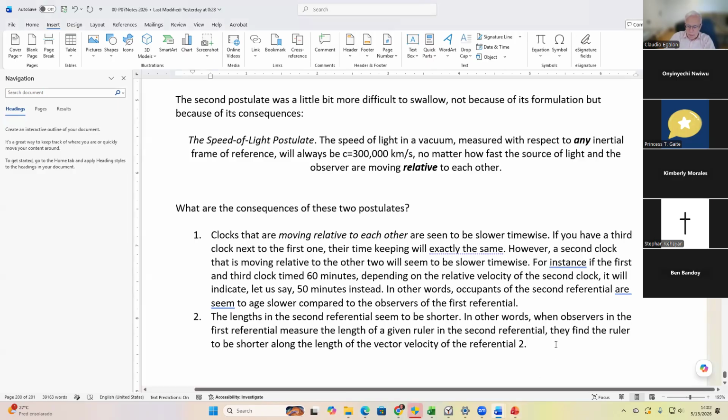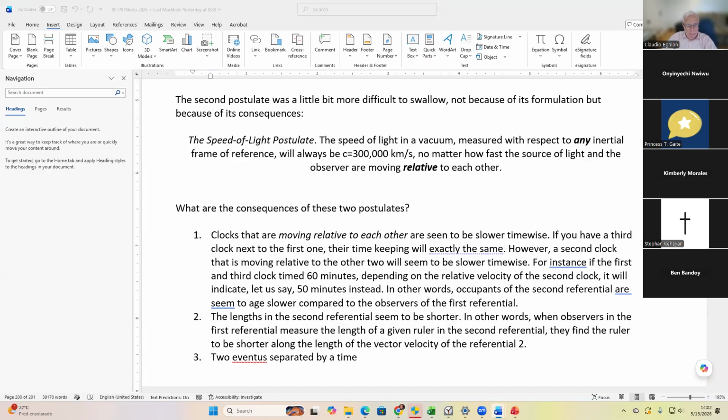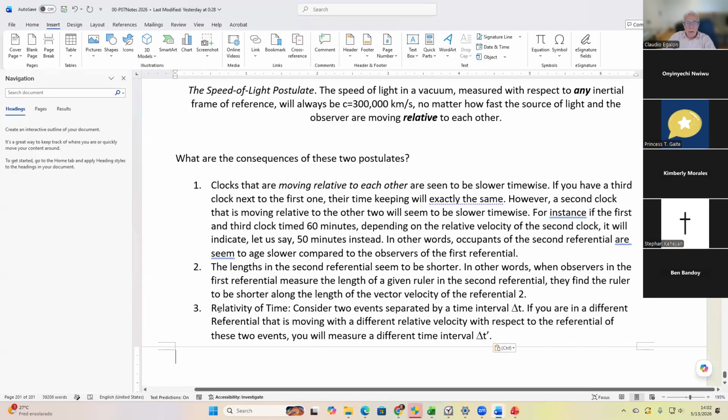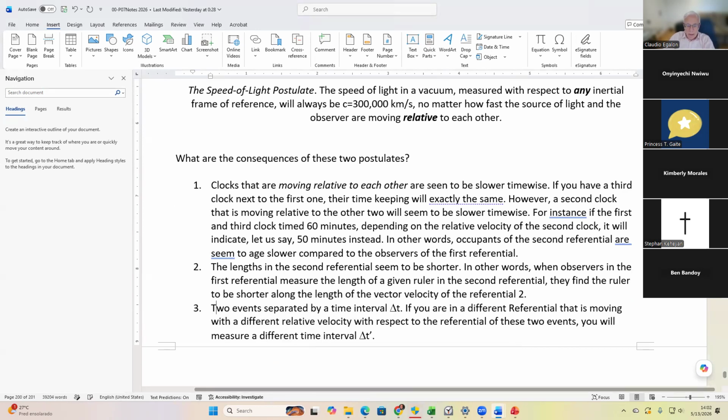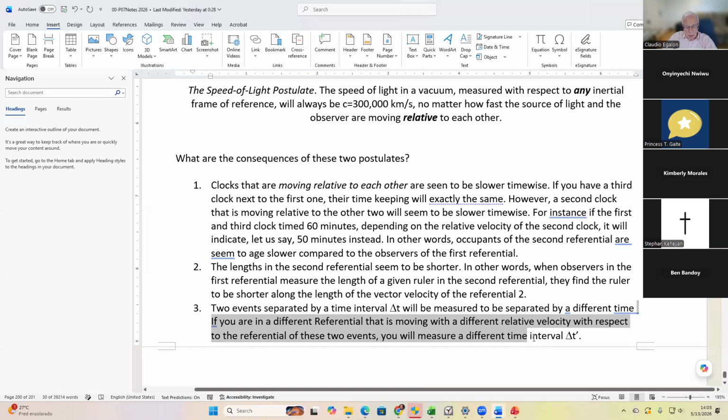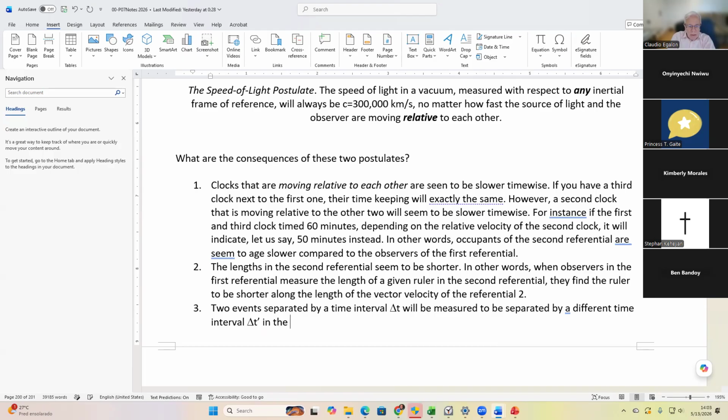Another one: two events separated by a time interval delta t will be measured to be separated by a different time interval, delta t prime, in the second referential.